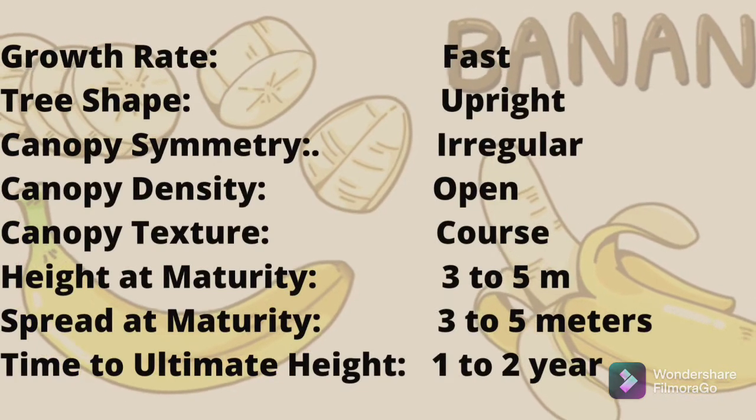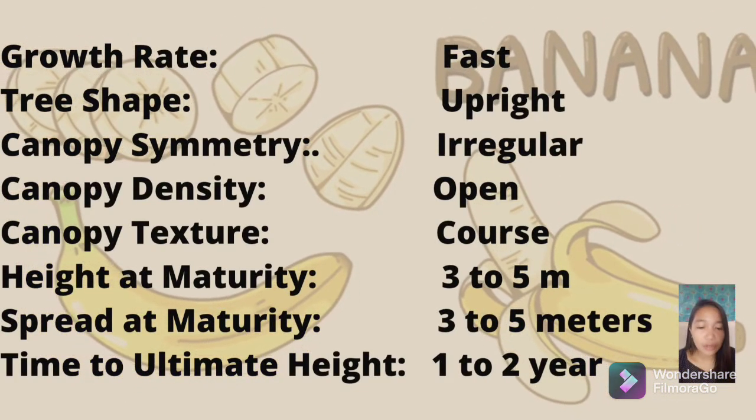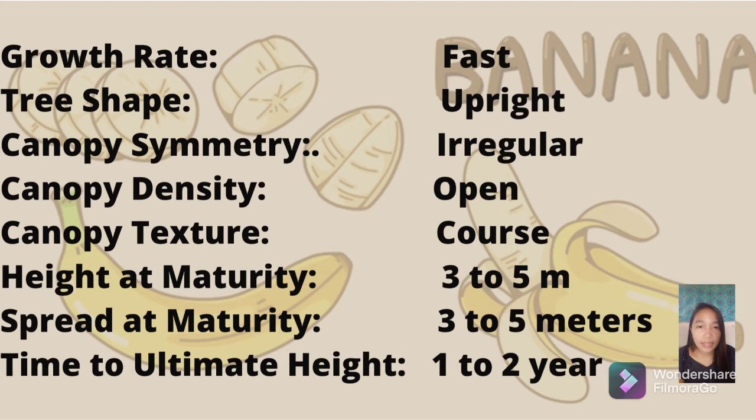Based on this description, its growth rate is fast, its tree shape is upright, canopy symmetry is irregular, canopy density is open, canopy texture is coarse, and height at maturity is 3 to 5 meters, and spread at maturity 3 to 5 meters. Time to ultimate height is 1 to 2 years.